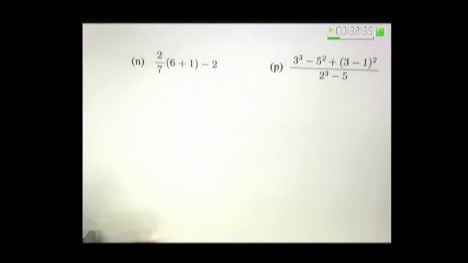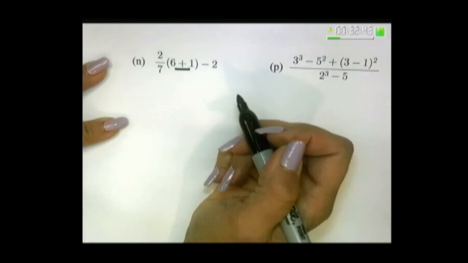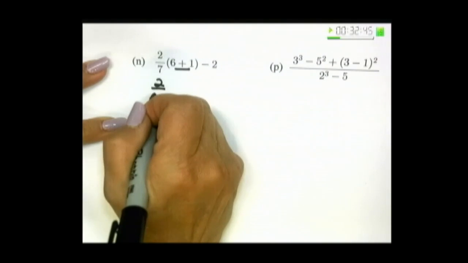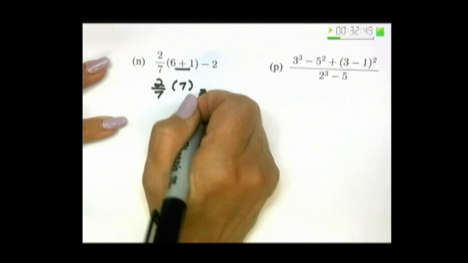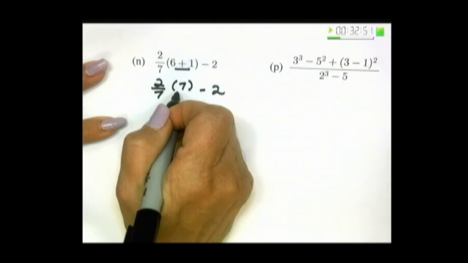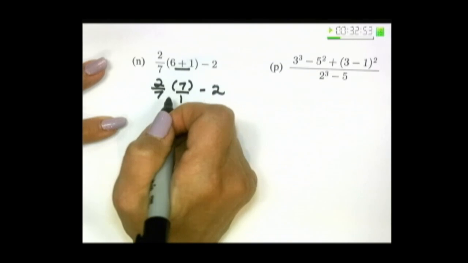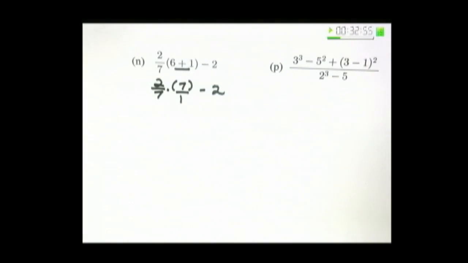Looking at N, I can do something inside the parentheses. I have 6 plus 1, which is 7. I can simplify that. So I'm going to rewrite that. So I have 2 sevenths times 7 and then minus 2. Now remember that I can write 7 as 7 over 1. So now I have 2 sevenths times 7 over 1. And that multiplication is more important than subtraction.